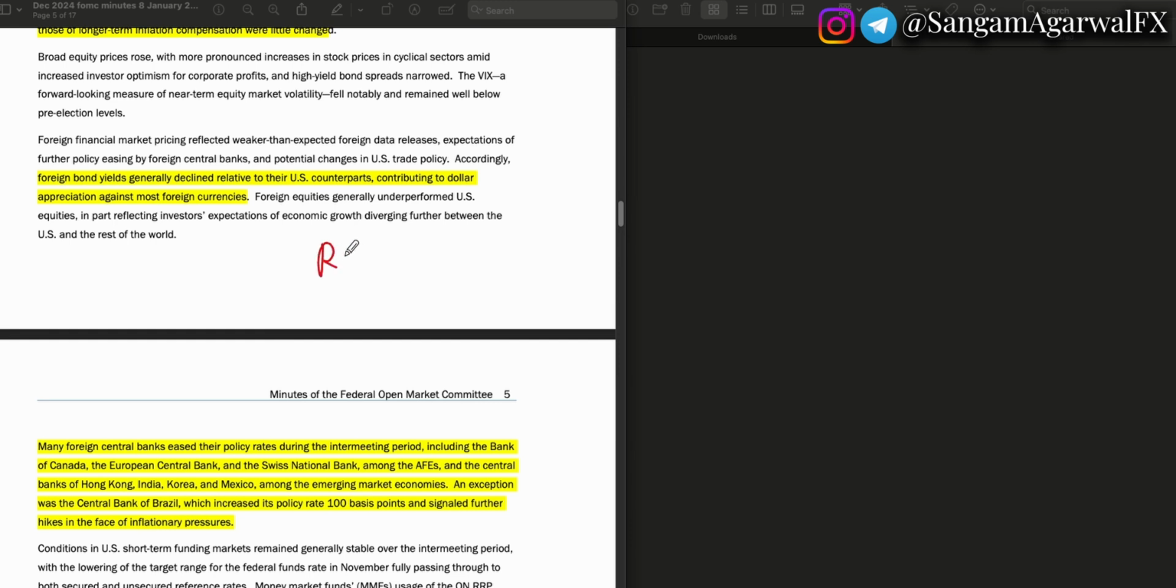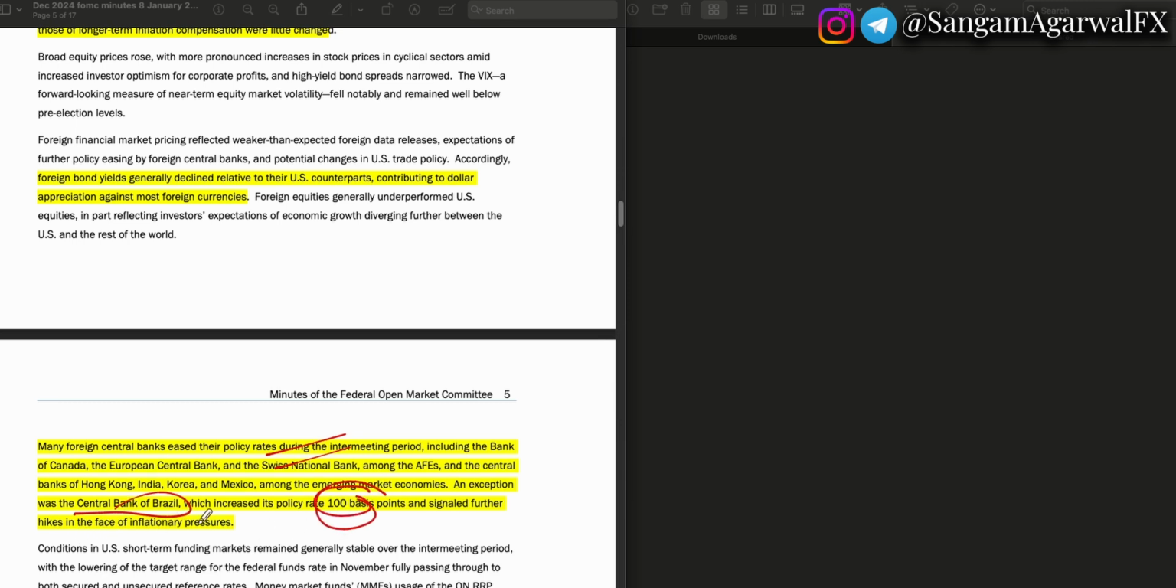Since their first rate cut, the dollar index is rising, it is going in a vertical line, but FOMC members explain why this is happening. Because the market is pricing rate hikes for the Fed, but other central banks are doing rate cuts. So because of that difference in market pricing, the dollar by default is increasing against other currencies. So they are explaining all of them are cutting interest rates except one, Brazil. They hiked 100 basis points.